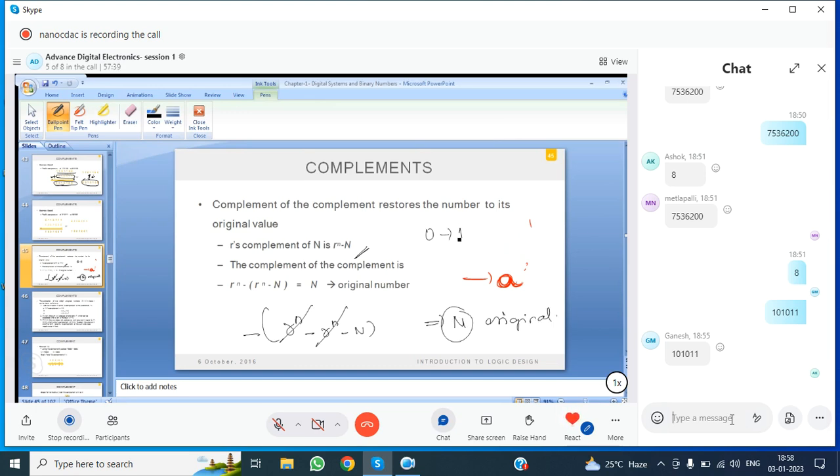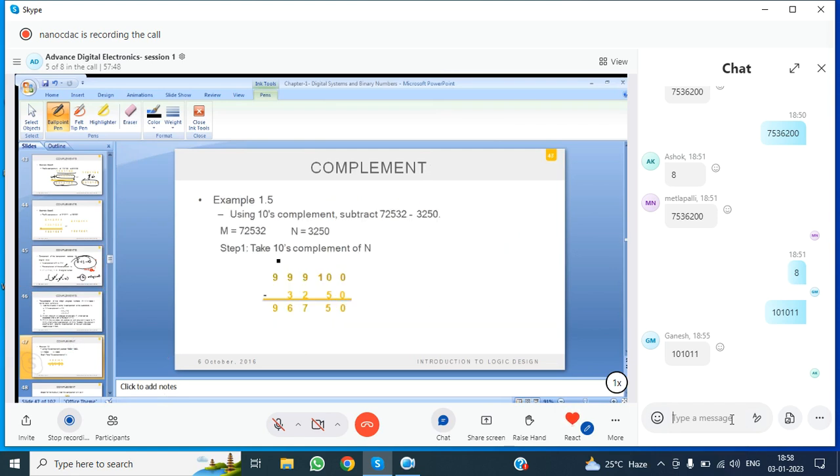0 complement is 1 and 1 complement is 0, so 0 is restored back here. That is the use of complement of the complement. So see here, this is one example for the complement of the complement. So m is 72532, n is 3250. Now you are taking the 10's complement. Here this is the LSB. The LSB should be subtracted from 10, others should be subtracted from 9. So the result which you are getting is 96750.